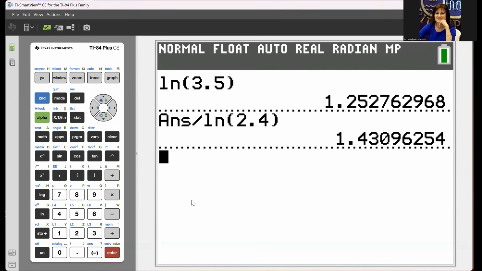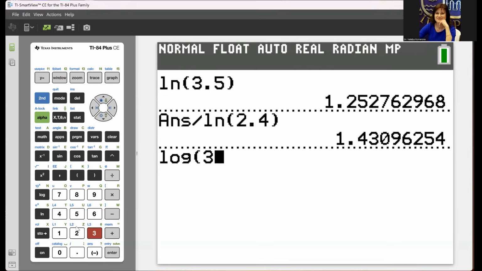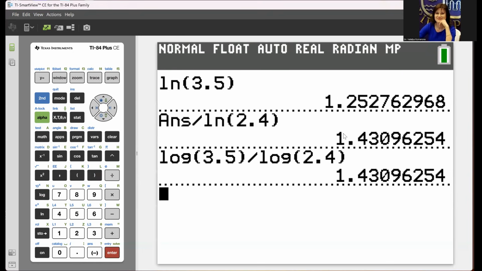Or we can apply the second special case. We can use the common logarithm. So it would be log of 3.5 divided by log 2.4. You can see we have absolutely the same answer.